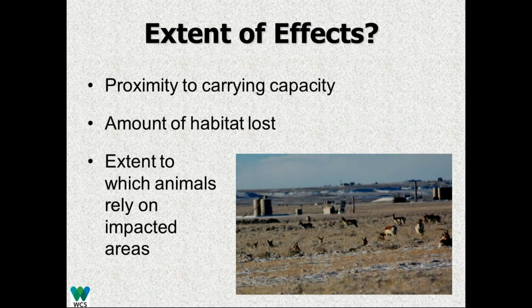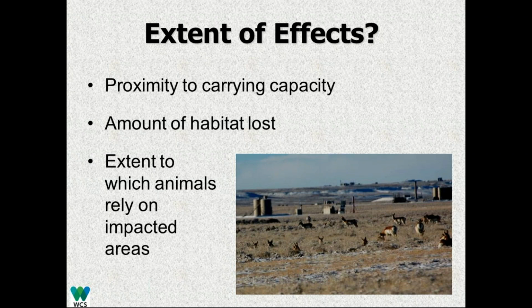Now, the extent of the effects is going to be determined by proximity to carrying capacity. In the Upper Green River Basin, in our 4,000 square kilometer study area, pronghorn are hunted with an average removal over the last 10 years of about 2,200 animals per year. And so if animals are held below carrying capacity, that could mask some of the impacts. But yet if we do see impacts from development, then it may mean that those are fairly substantial.